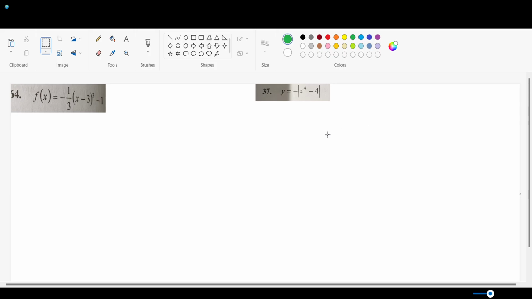Hello my friends, in today's video I'm going to try to show you how to sketch the graph of the function from exercise number 64 given by this definition, and then I'm going to show you how to sketch the graph of the function when our power function is in the absolute value. So let me start with the first function.